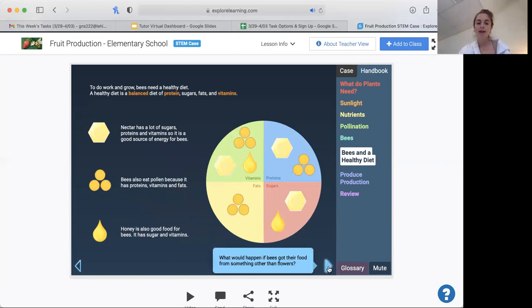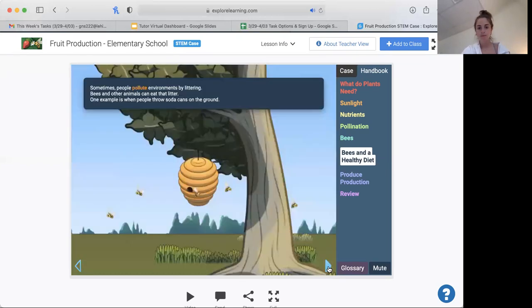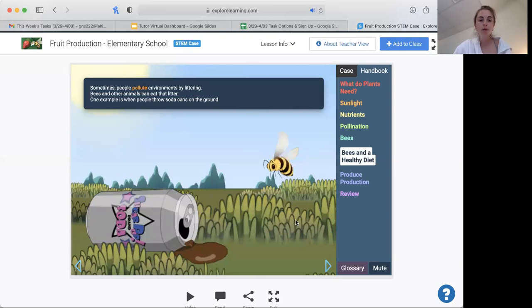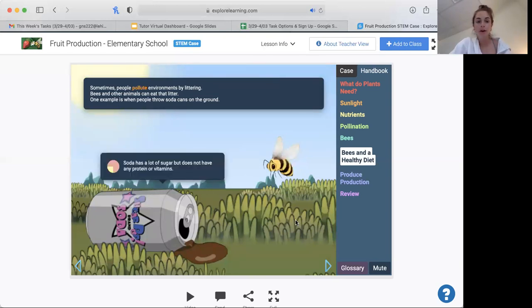What would happen if bees got their food from something other than flowers? Sometimes people pollute environments by littering, and bees and other animals can eat that litter. One example is when people throw soda cans on the ground. Soda has a lot of sugar, but does not have any proteins or vitamins.